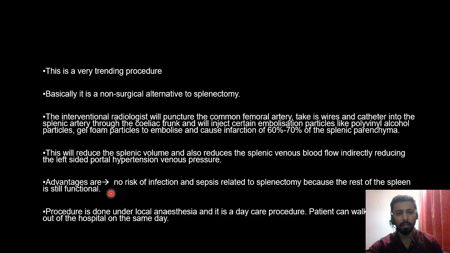So it is a trending procedure. It is a non-surgical alternative to splenectomy. Interventional radiologist takes access to the femoral artery, reaches up to the splenic artery and embolizes it. What it does, it reduces the splenic volume, also reduces the splenic venous blood flow, indirectly reducing the left-sided portal hypertension venous pressure. Advantages, there's no infection or sepsis. It's done under local anesthesia, and it's a daycare procedure, as I said. So this is about the role of intervention radiology in left-sided portal hypertension.